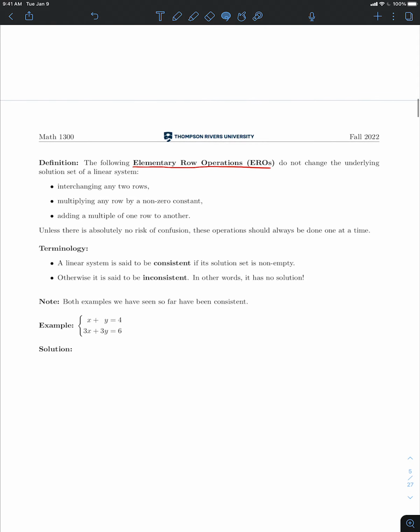Any row operations that you do had better boil down to those row operations, or you're doing something illegal, in which case you might be actually changing the solution set without realizing it, and that will lead you to incorrect results. So any row operations you do must be from this list. And there's a comment that I added down here. It says, unless there's absolutely no risk of confusion, you should only be doing one operation at a time.